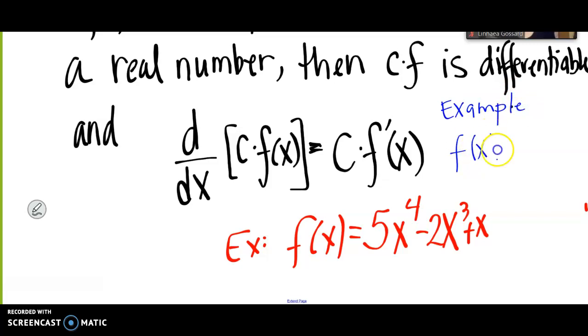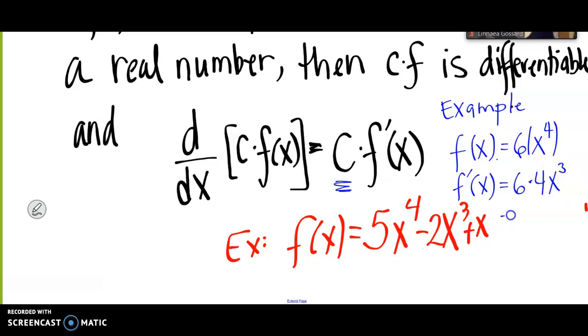If you have f of x equals 6x to the fourth power, what you do to find the derivative is you are going to leave the constant, so that's what this is saying. c is a constant in this case. And then you multiply by the derivative of this function here, which is going to be 4x to the third. You're going to use the power rule and bring the 4 down in front and then subtract 1 from the exponent, and that is your derivative. You can simplify that and multiply the 6 times the 4, which is 24x to the third power.